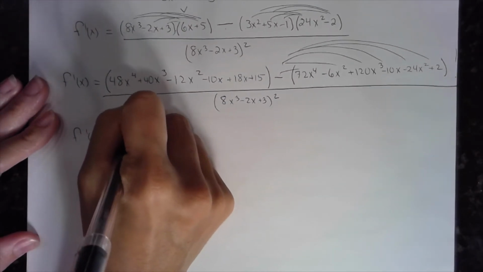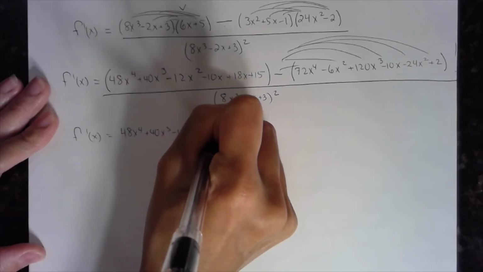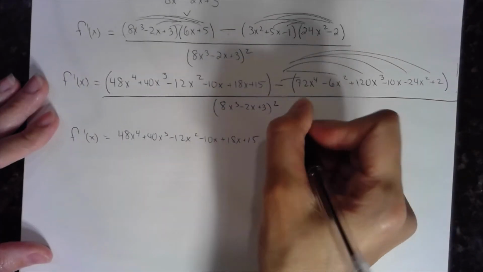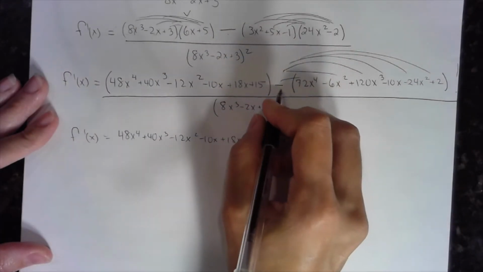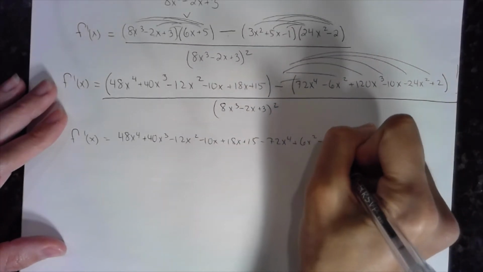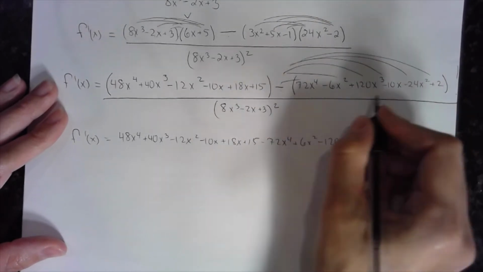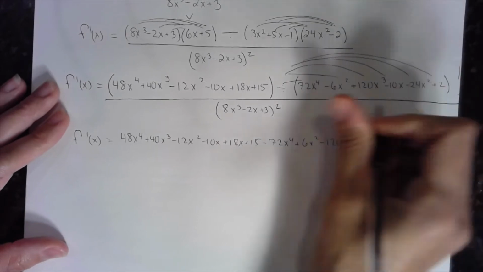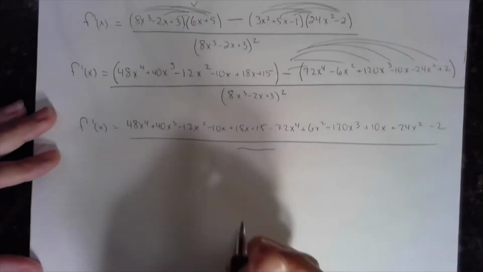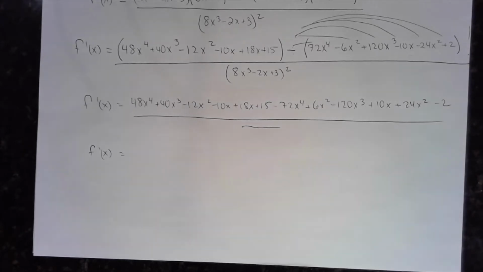I have a 48x to the fourth plus 40x to the third minus 12x squared minus 10x plus 18x plus 15, right? Then minus 72x to the fourth plus 6x squared minus 120x to the third plus 10x minus 24x squared and then minus 2 all over, I'm just going to say blah, the same thing. I'm not going to copy it down. Don't forget that denominator. This is me cheating a little bit.